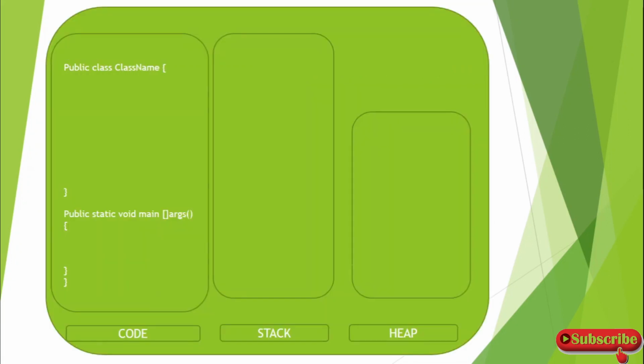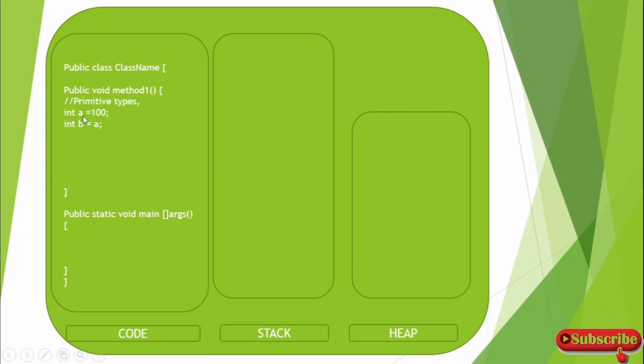So this is a simple representation of the Java memory. In real, it looks different and it has many memory spaces, and the structure itself looks different. But for an example, I have divided this into three parts: code, stack, and heap. Under code, you can see we have a class called class name with the static void main method. And now I'm going to create a method here with the primitive data types.